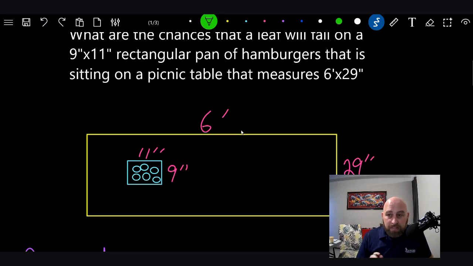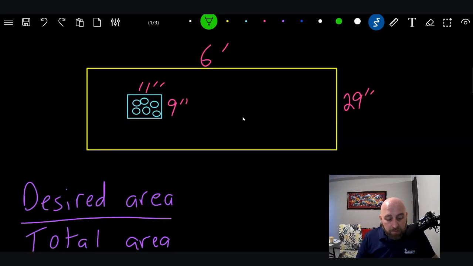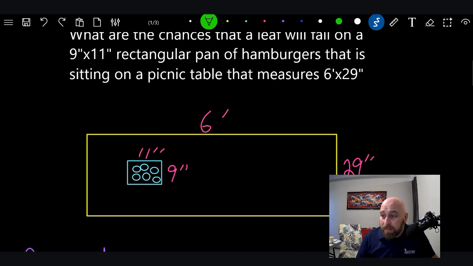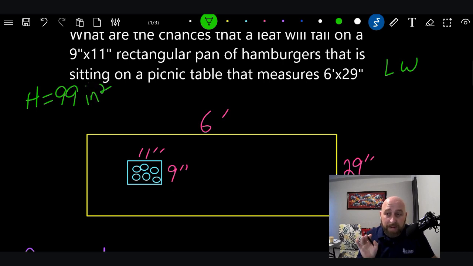So the first thing I would do is figure out the area of all of these different shapes. We can look down there and talk about the area of a rectangle. The area of a rectangle is LW, length times width. And these are both rectangles, so we'll use that same formula. This one's the easy one. We just do 9 times 11, which is 99. I'm going to put it over here: hamburgers equals 99 inches squared. Now remember, it's area, so we have to write squared because we multiplied inches times inches and it gave us square inches.